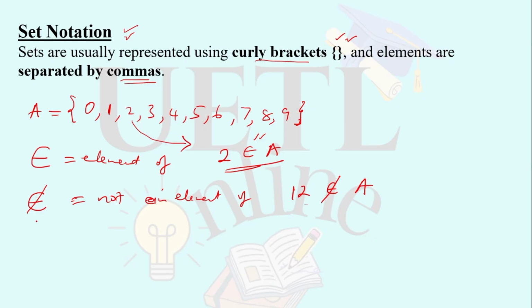And the other thing is we use these brackets to represent an empty set. Given these two brackets together like this, it means that this set is empty. It has nothing in it, so you can say it is an empty set.